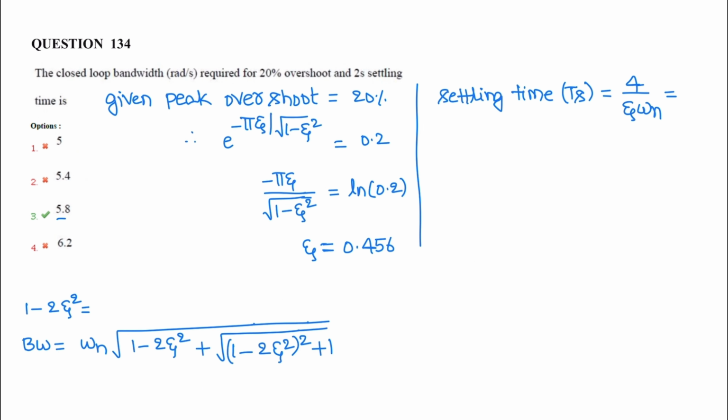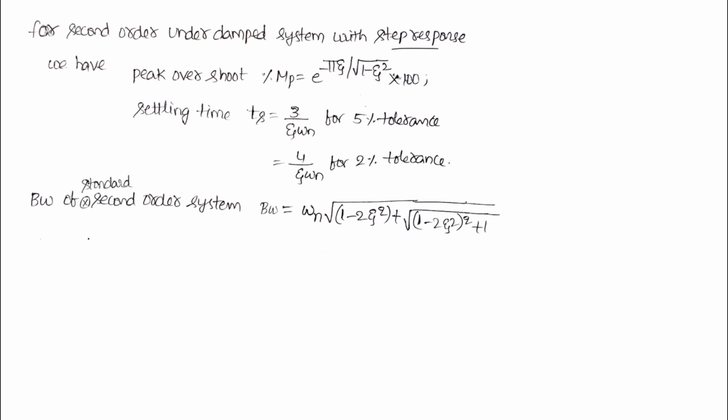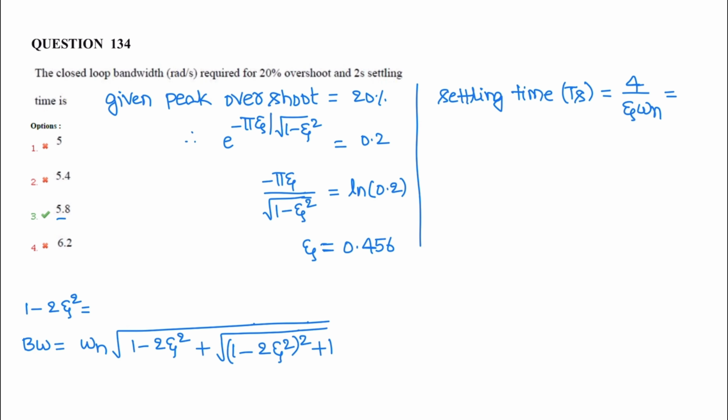Next question: a closed loop bandwidth required for 20% overshoot and 2% settling time is. For a second order system with unit step response, the peak overshoot is e power minus pi zeta by square root of 1 minus zeta square; if it is a percentage, multiply with 100. Settling time is 3 by zeta omega n for 5% tolerance band and 4 by zeta omega n for 2% tolerance. The bandwidth of a second order system is given by omega n times square root of 1 minus 2 zeta square plus under root of (1 minus 2 zeta square) whole square plus 1, and so on. So bandwidth in hertz.